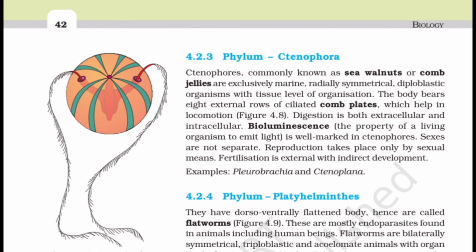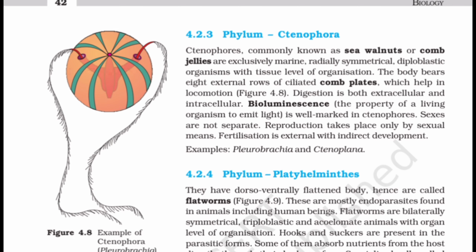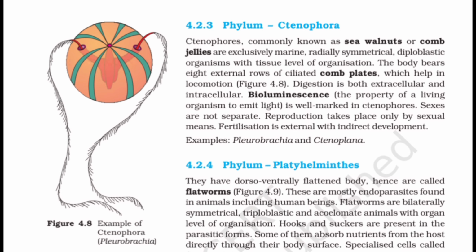Ctenophores, commonly known as sea walnuts or comb jellies, are exclusively marine, radially symmetrical, diploblastic organisms with tissue level of organization. The body bears 8 external rows of ciliated comb plates which help in locomotion as in the figure 4.8, which is an example of the ctenophore Pleurobrachia. Digestion is both extracellular and intracellular. Bioluminescence, the property of a living organism to emit light, is well marked in ctenophores.